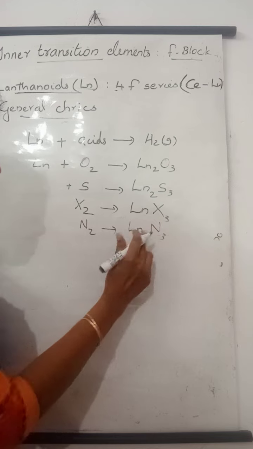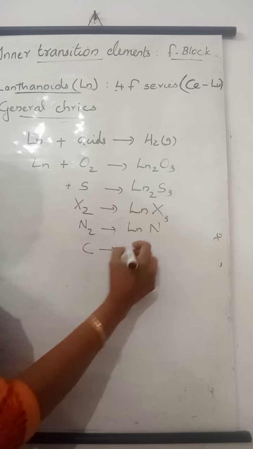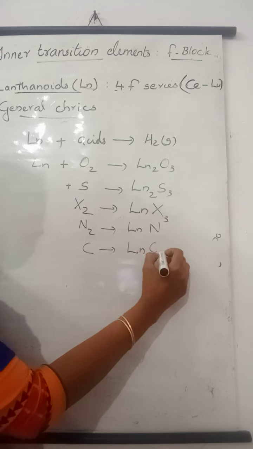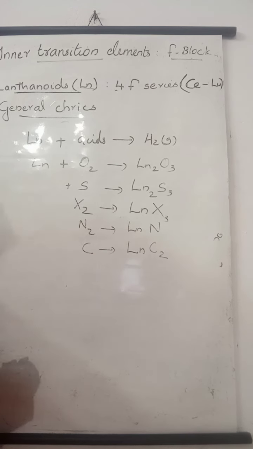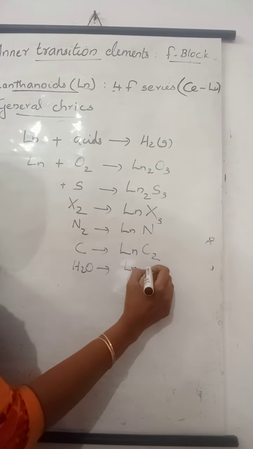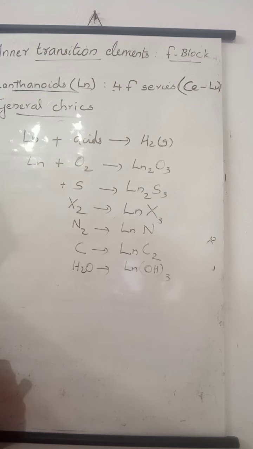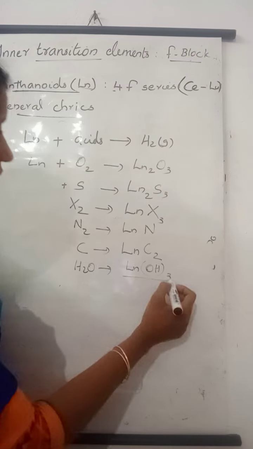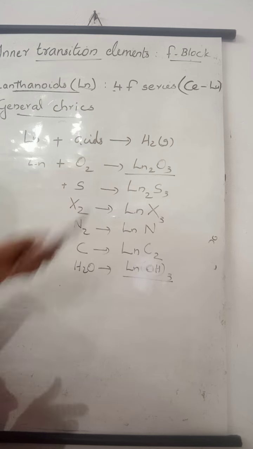Valency of both is 3, so they cancel each other. So LnN is the formula. They react with carbon and form a compound of the formula LnC2. In this, lanthanoids show valency 2. The lanthanoids react with water and form hydroxide, lanthanoid trihydroxide. So these are the reactions given by lanthanides. These lanthanide hydroxides and lanthanide oxides behave like the oxides and hydroxides of alkaline earth metals. They are basic.